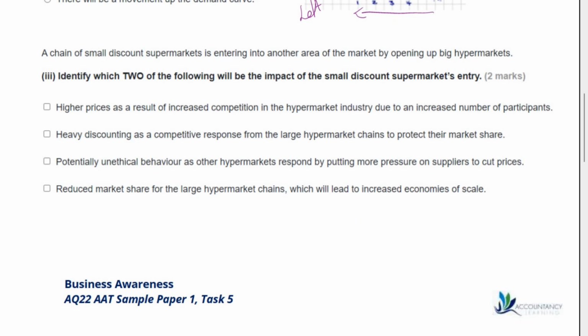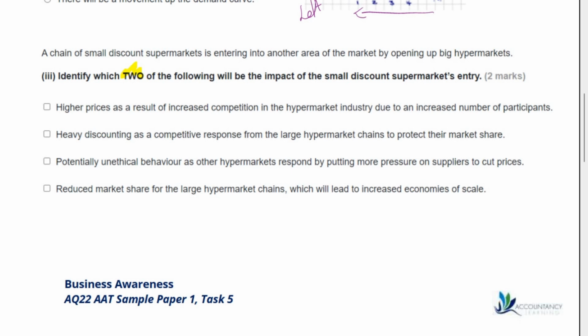Then a chain of small discount supermarkets is entering into another area of the market by opening up big hypermarkets. Now we're asked to identify which two of the following will be the impact of the small discount supermarket's entry. So the first one, higher prices as a result of increased competition in the hypermarket industry due to an increased number of participants. So usually if there's an increase in competition, then prices will actually lower. So that's not going to be one of our answers.